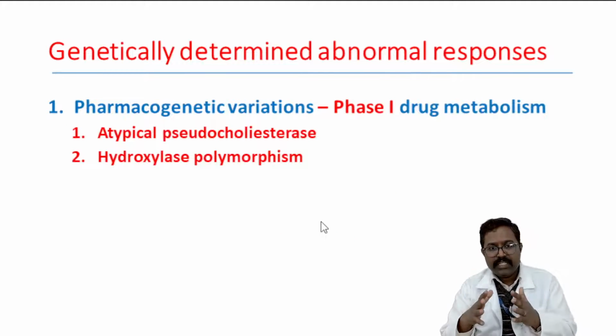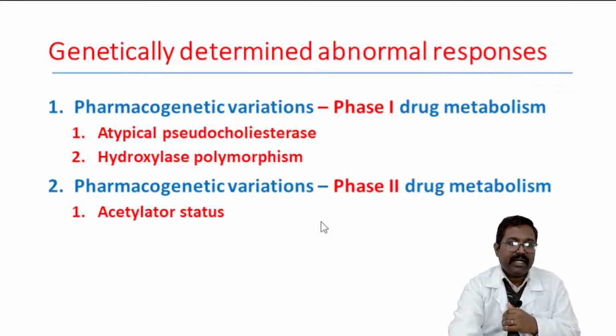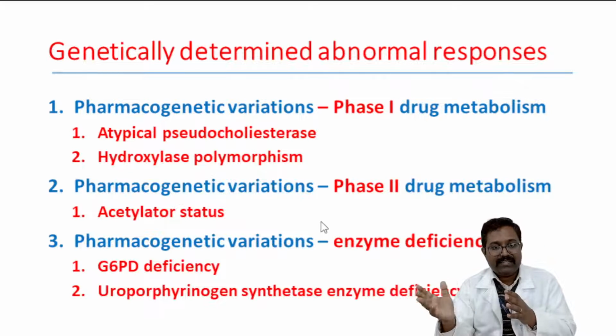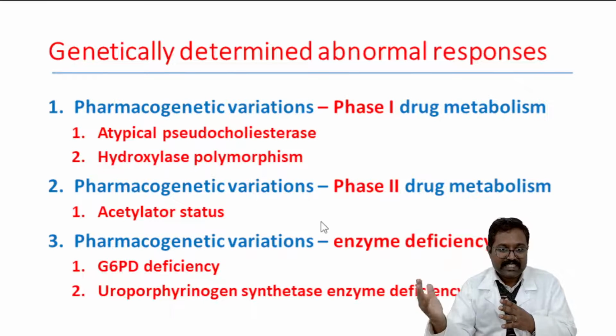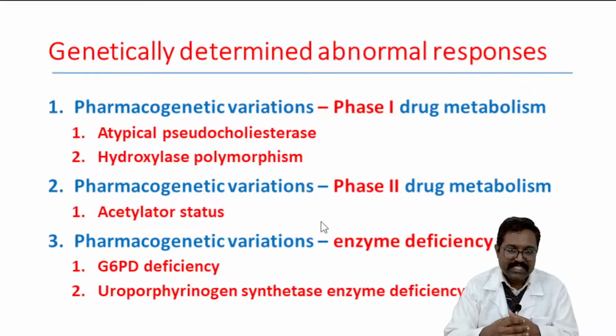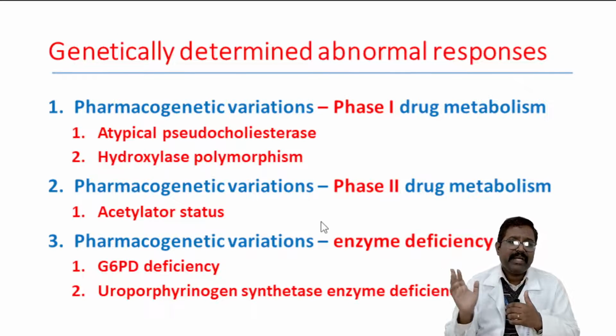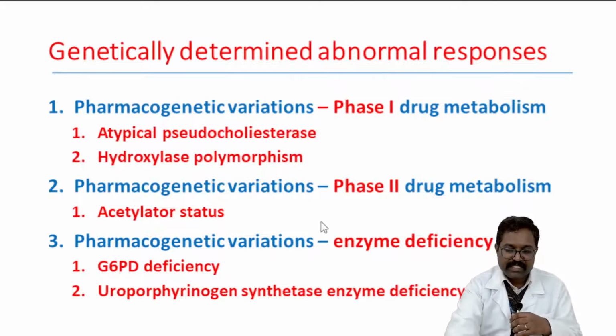Pharmacogenetic variation with respect to phase 1 drug metabolism includes atypical pseudocholinesterases as well as hydroxylase polymorphism. In phase 2 mediated drug metabolism, we have acetylator status, where some individuals will be fast acetylators and some will be slow acetylators. And pharmacogenetic variation due to enzymatic deficiency, one of the classical examples is glucose-6-PD deficiency as well as uroporphyrinogen synthetase enzyme deficiency.